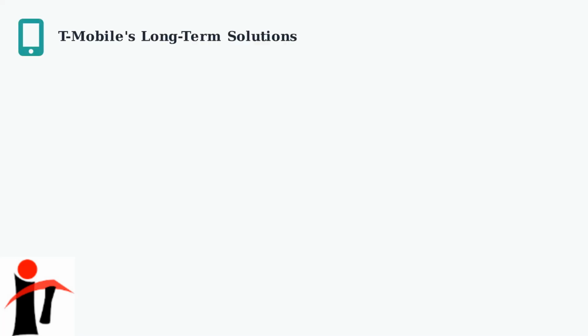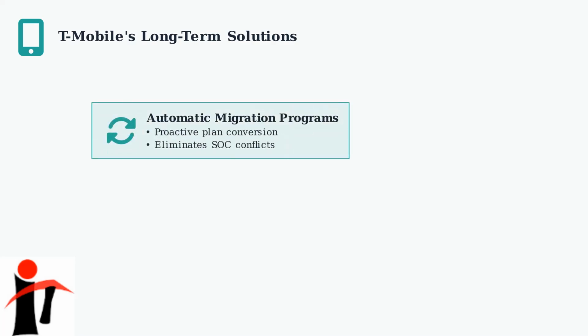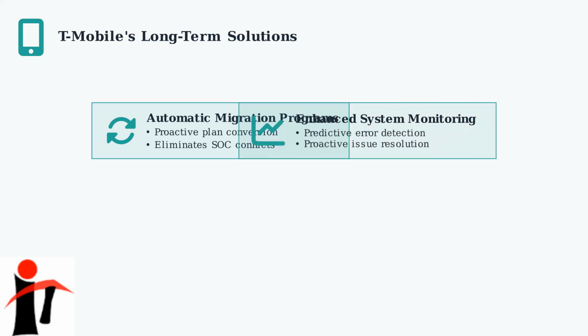T-Mobile has implemented comprehensive long-term solutions to address the SOC 213 error permanently. These solutions focus on automatic migration programs and enhanced system monitoring. The first major solution is automatic migration programs. These programs proactively move Sprint customers to compatible T-Mobile native plans, eliminating the root cause of SOC code conflicts. The second solution involves enhanced system monitoring. T-Mobile has implemented advanced monitoring systems that can predict and prevent SOC errors before they impact customers. Now, let's look at the timeline for these improvements and what customers can expect in the coming years.